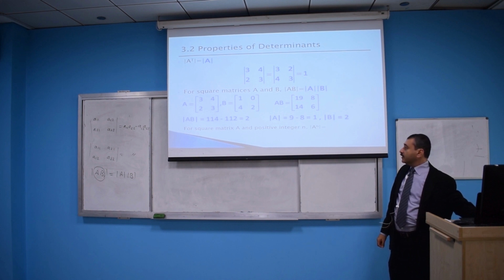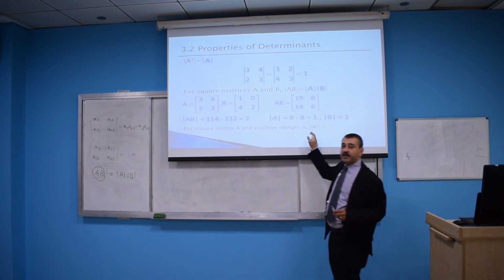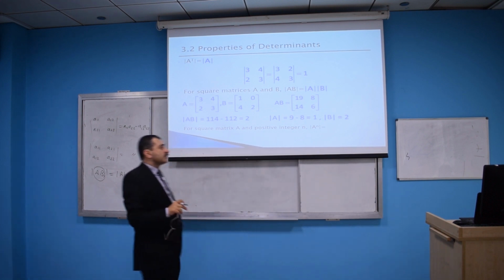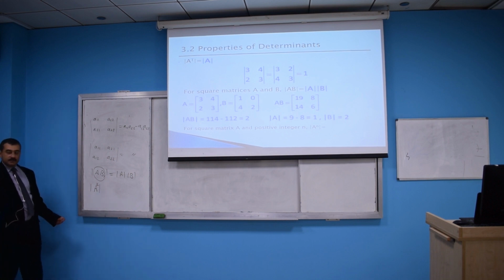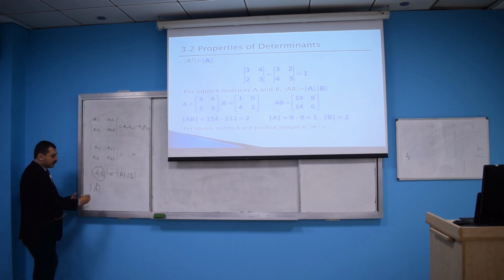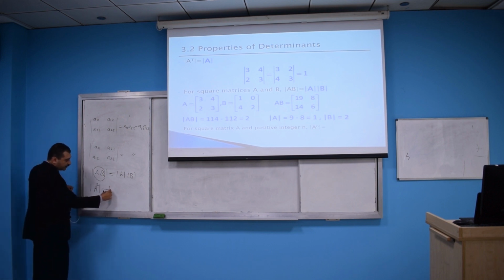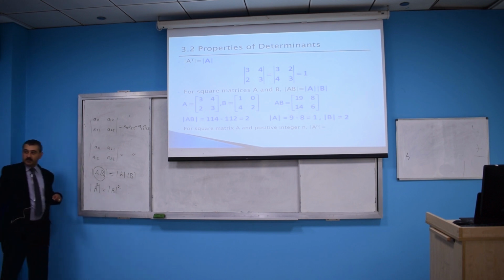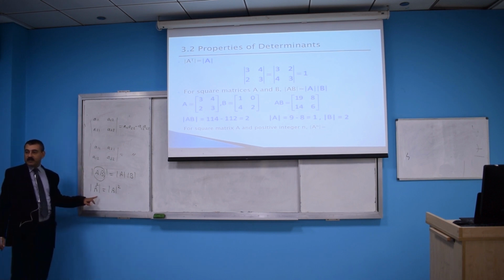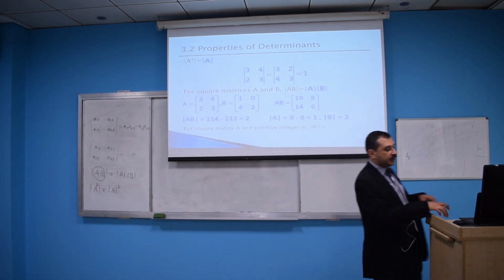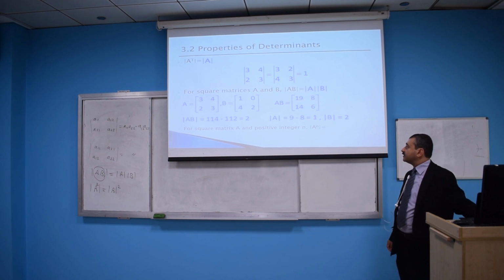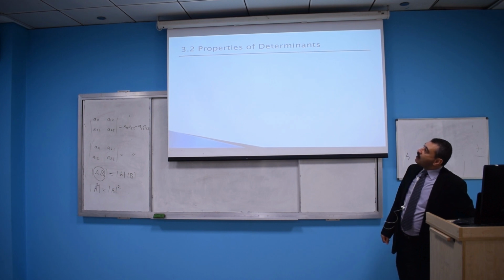Okay. What if I want to find the determinant of A raised to the power n for positive integer n? For example, if I want to find the determinant of A squared, according to this formula, you can find the determinant of A power 2. You don't have to find A squared first and then find its determinant. In general, the determinant of A to the power n can be found as the determinant of A raised to the power n.